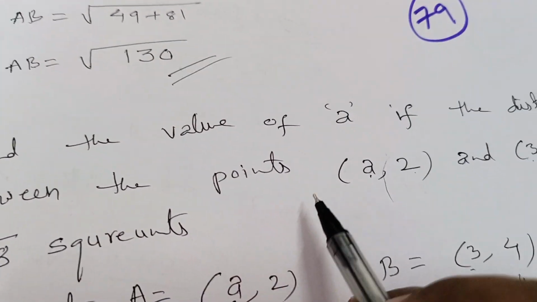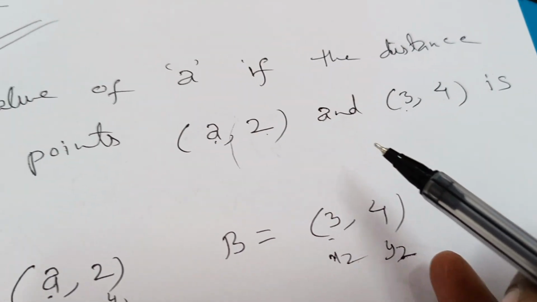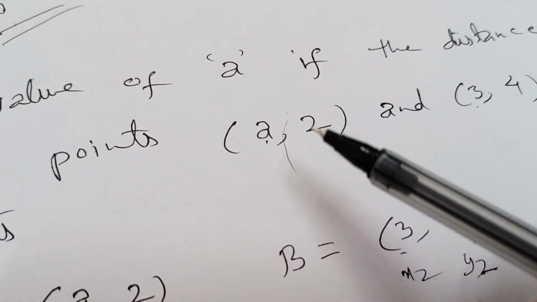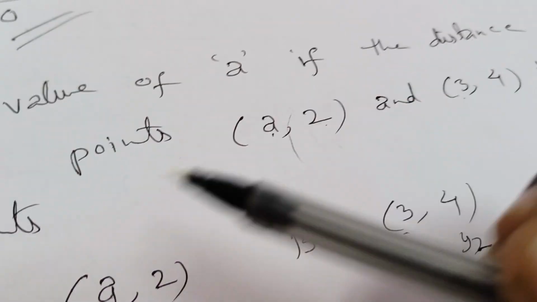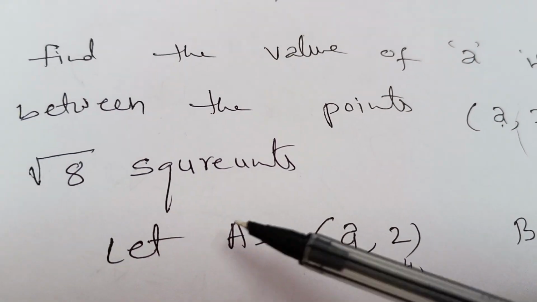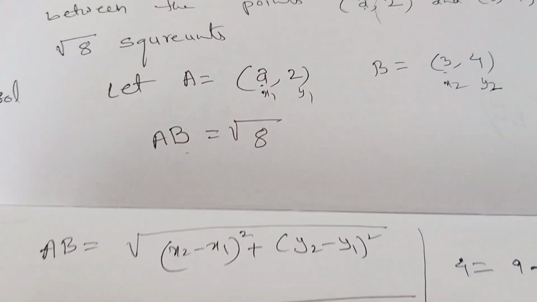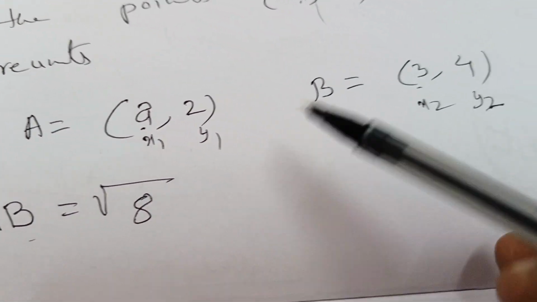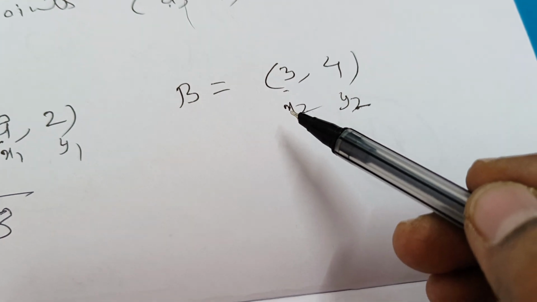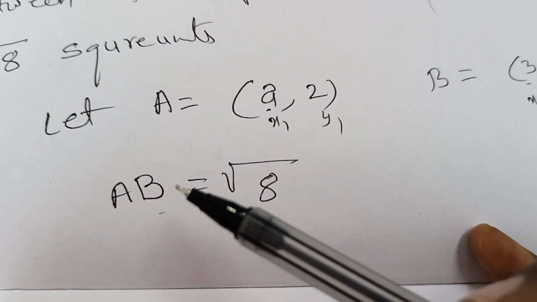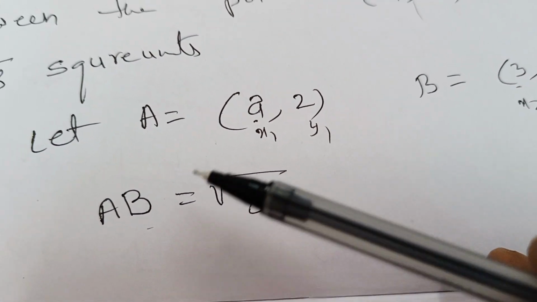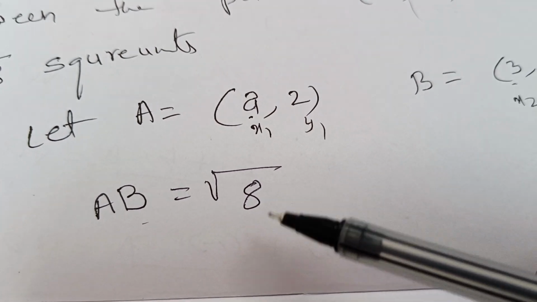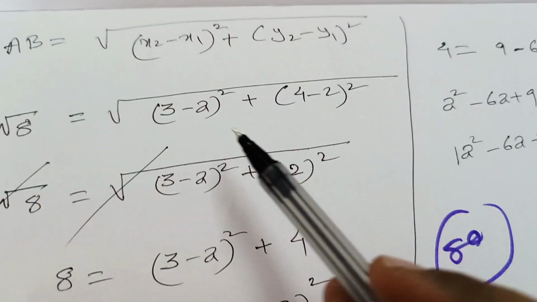In this problem we have to find the value of a if the distance between the point (a, 2) and (3, 4) is square root of 8. So here we are writing the given points. A is equal to (a, 2) and the second point B is equal to (3, 4). And in this problem the distance between AB is also given as square root of 8.